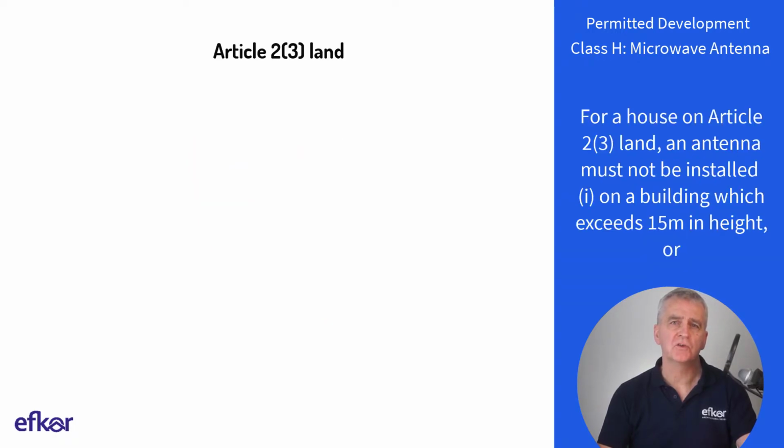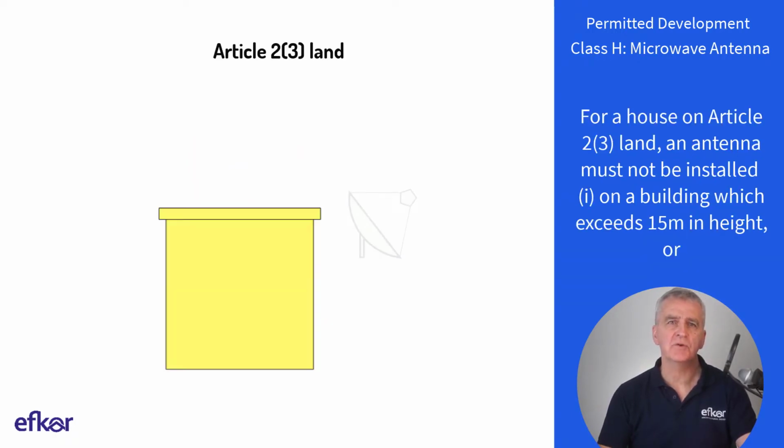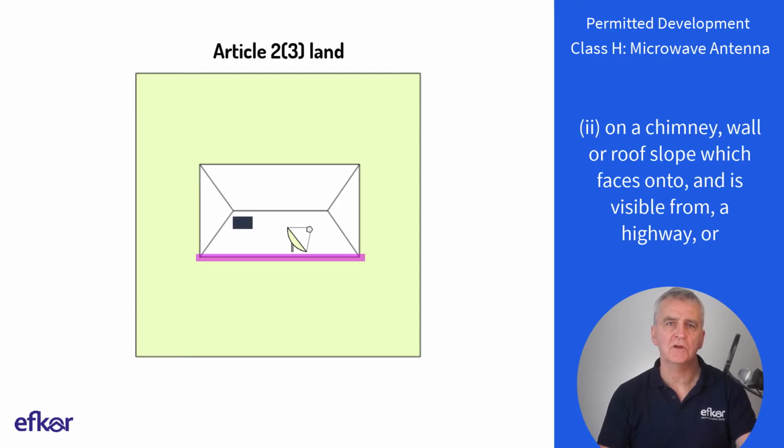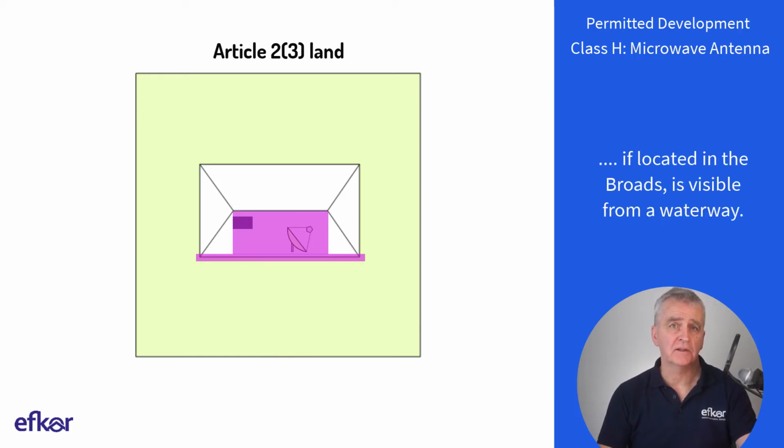For a house on Article 2.3 land, an antenna must not be installed on a building which exceeds 15 metres in height, or on a chimney wall or roof slope which faces onto and is visible from a highway, or, if located in the Broads, is visible from a waterway.